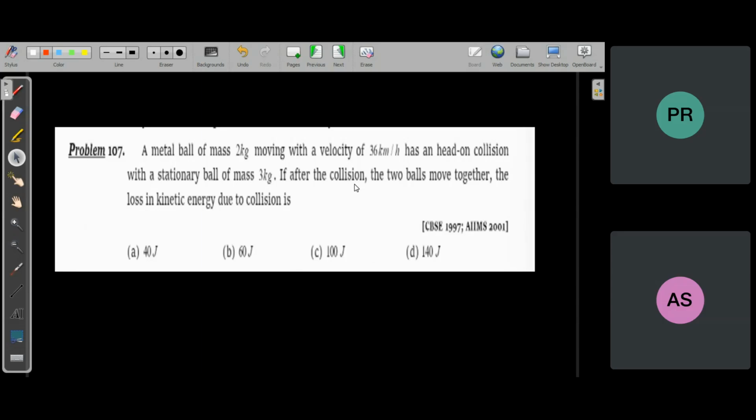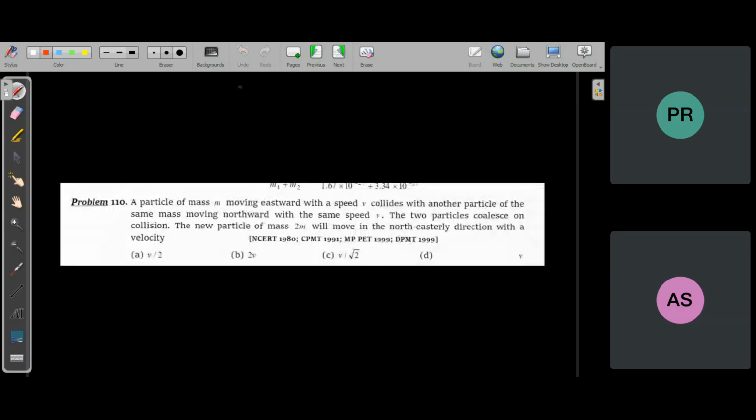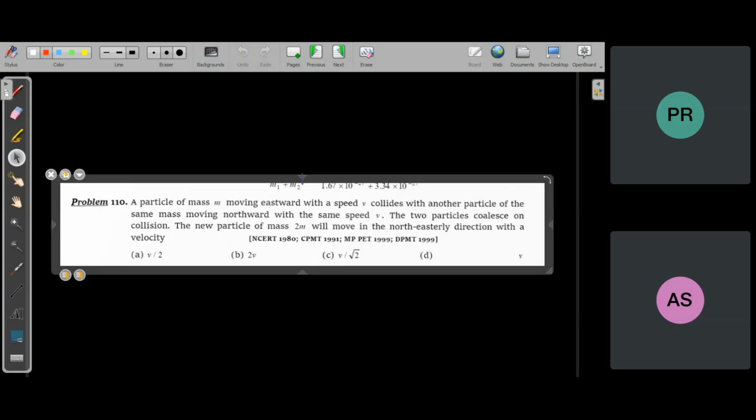Are you getting it? Option B says 60 joules. Can you just explain the process, the equations you have written? Sir, after the collision, I am assuming we have a common velocity. Then by applying the conservation of momentum, we get the velocity. Loss in energy means initial minus final. Okay, got it. That is the correct process.